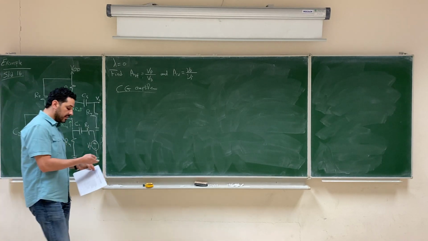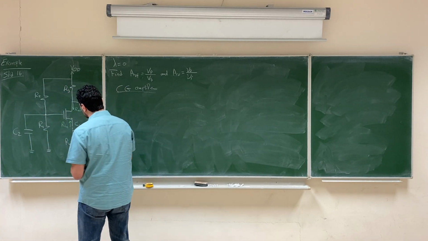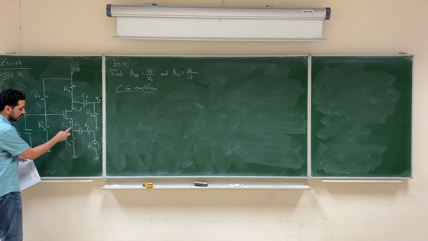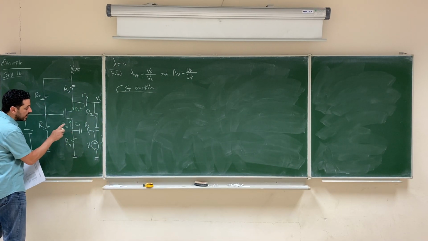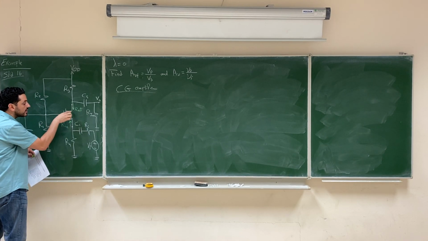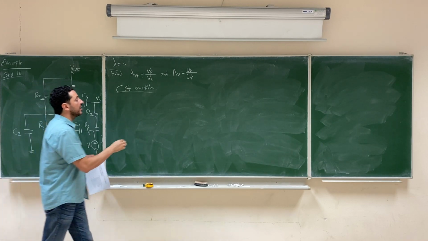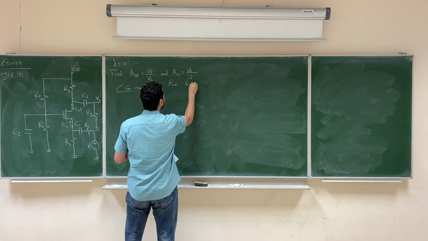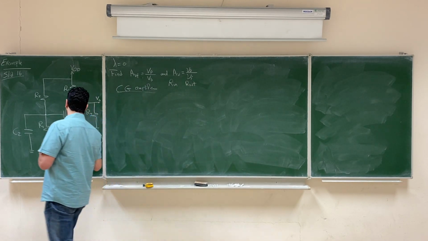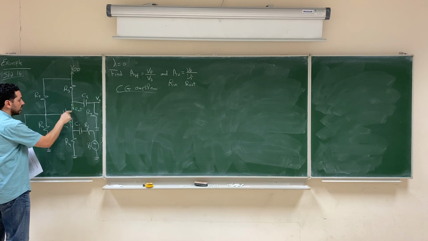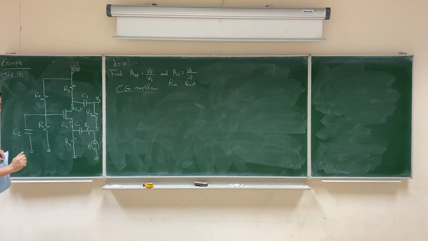And also we need the input resistance and the output resistance looking from these points. So we need to calculate the input resistance looking directly at the source, and the output resistance looking directly at the drain. So we need to calculate the input resistance and output resistance at the points given on the circuit. Our input is looking directly at the source and our output is looking directly at the drain.